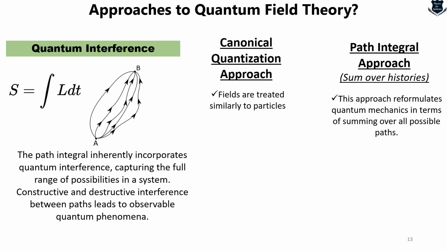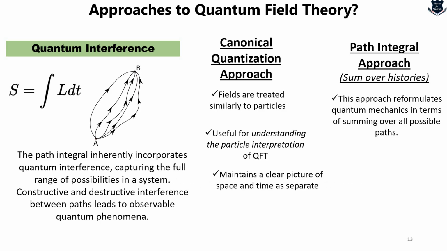This formulation reformulates quantum mechanics as a sum over paths. It is useful in understanding the particle interpretation of quantum field theory, and it maintains a clear picture of time and space, as it treats them asymmetrically, and time evolves over the Hamiltonian just like the Schrodinger equation. It gives a more probabilistic picture of how fields evolve. So from here, what we understand is that the canonical quantization approach is much easier to understand.